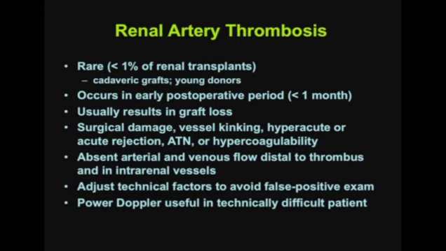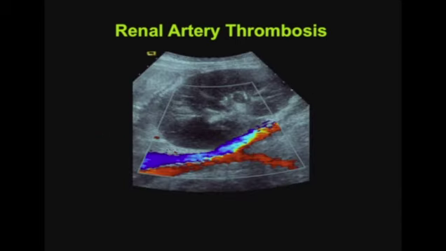And power Doppler may be useful in a technically difficult patient because of its increased sensitivity compared to the conventional color Doppler. So here's one patient with renal artery thrombosis. There's no flow within this graft at all, although you can see that we do nicely display flow within the vessels adjacent to the graft. So this was a true case of renal artery thrombosis.